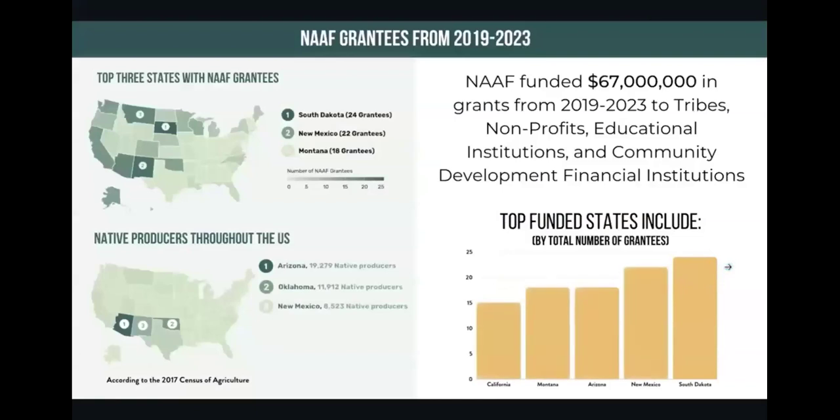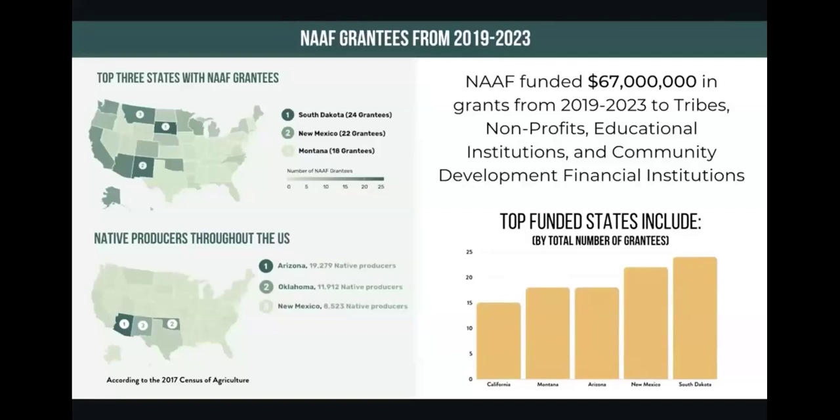Here you can see a map where our grantees are. From 2019 to 2023, NAAF has funded $67 million in grants to tribes, nonprofits, educational institutions, and the CDFIs I mentioned, which are our eligible entities. Some of the states that we've funded the most projects in include South Dakota, New Mexico, and Montana.